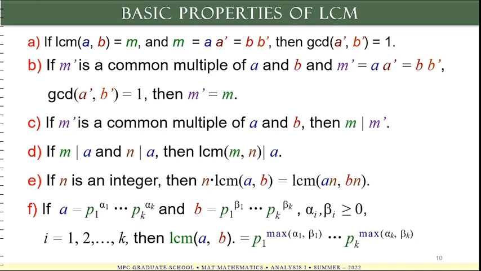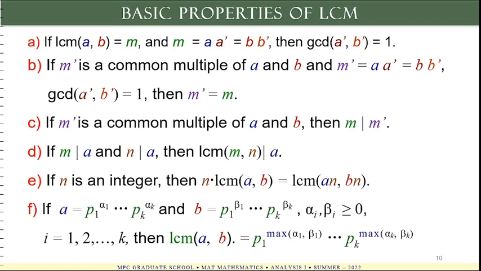Letter C, if m is a common multiple of a and b, then the LCM of a and b divides m. Letter D, if m divides a and n divides a, then the LCM of m and n divides a. And for letter E, if n is an integer, then n times the LCM of a and b is equal to the LCM of an and bn.